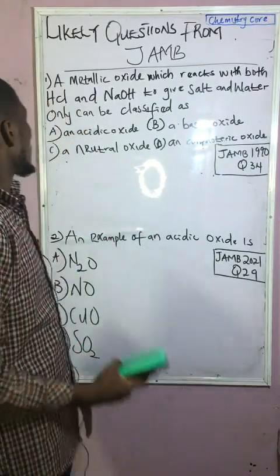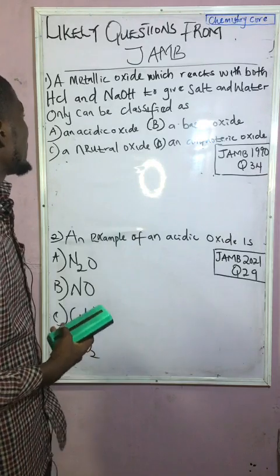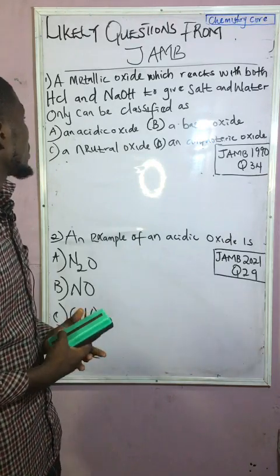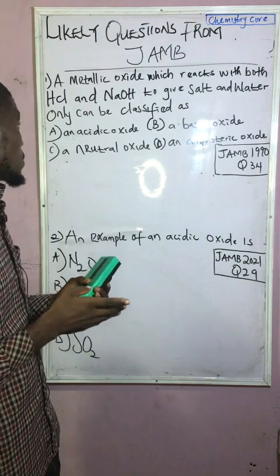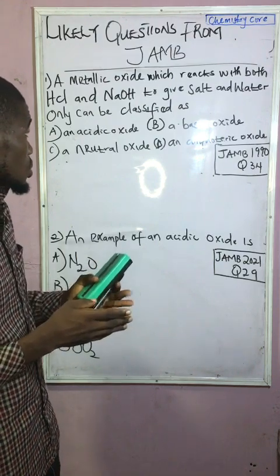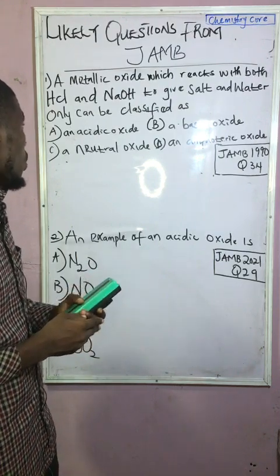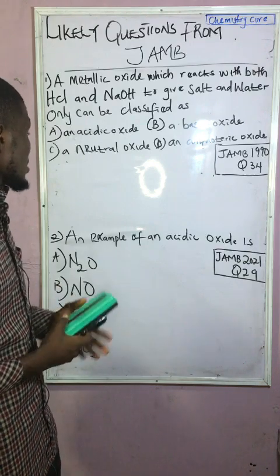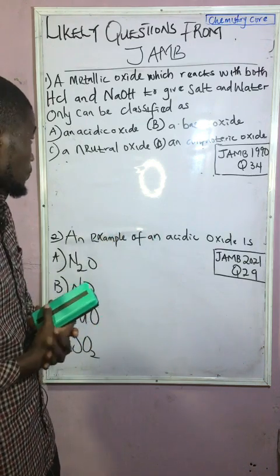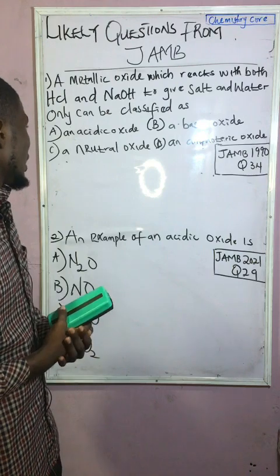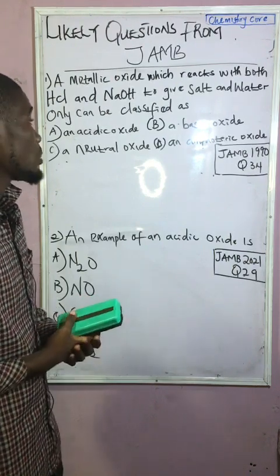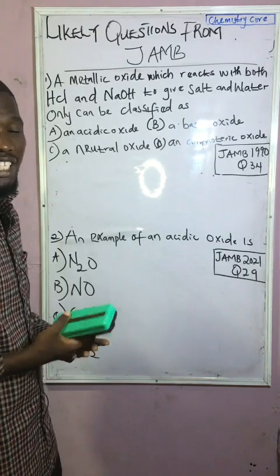So guys, the first question goes thus: a metallic oxide which reacts with both HCl and sodium hydroxide to give salt and water only can be classified as. I have two options here: either a basic oxide or an amphoteric oxide. So now let's take a look at this.